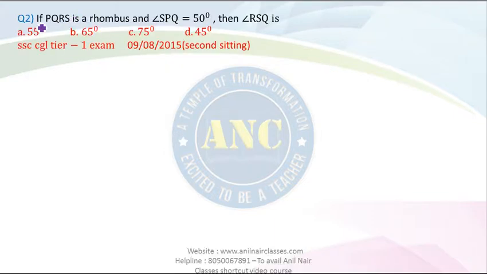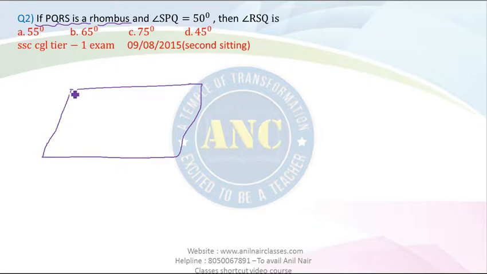Second question. If PQRS is a rhombus, let me draw it then and there itself so that we will not confuse ourselves. If PQRS is a rhombus and angle SPQ is given as 50 degrees. If this angle P is 50, angle R also will definitely be 50 without any hesitation. Then find the value of angle RSQ.